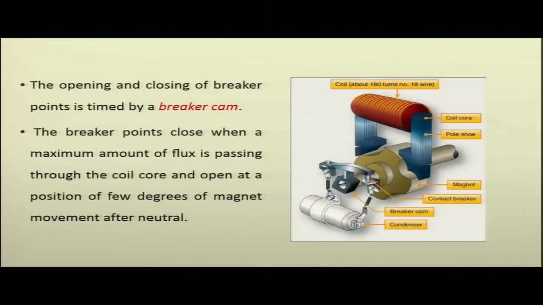Now, here in the figure you can see these are your breaker points, the contact points, and this is your cam here. This is the breaker cam. These points are made to open and close by means of this breaker cam.